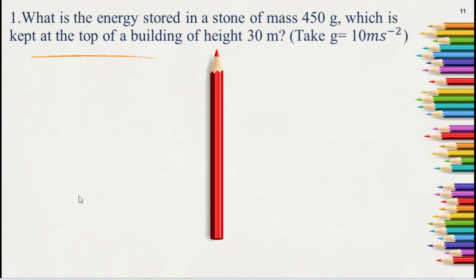One is the mass, another is the height, and the third is the gravitational force. The gravitational force is 10 meters per second squared. So, what do we have to find out? What is the energy stored in a stone? First we have to write the solution.